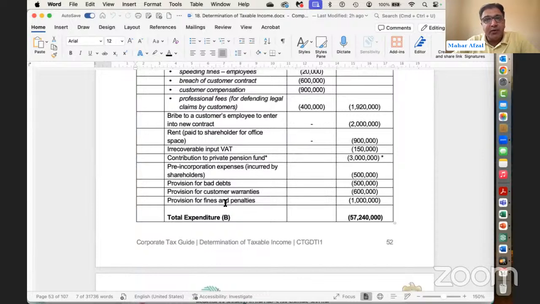Financial statement preparation is compulsory for every business. Audit is not compulsory below 50 million revenue, but the financial statement preparation is compulsory. You can use cash basis or accrual basis. Up to 3 million, you can use the cash basis. Beyond 3 million, you cannot use the cash basis; you can use only accrual basis. So this is basically the bottom line. The numbers have been taken from the profit and loss account of the financial statement.